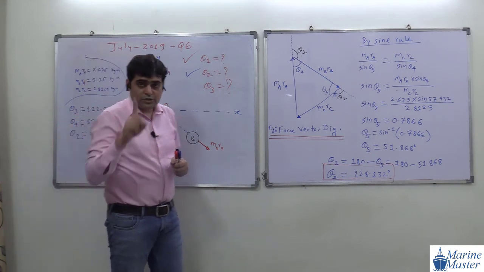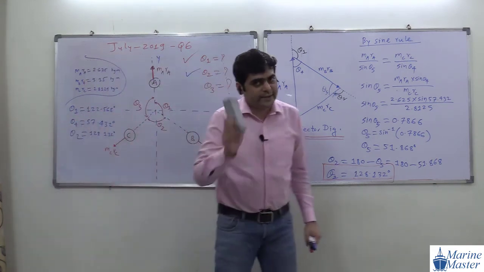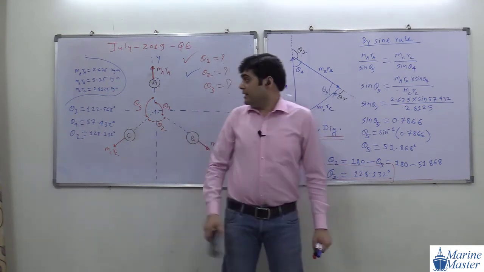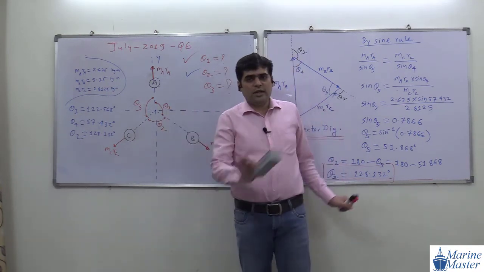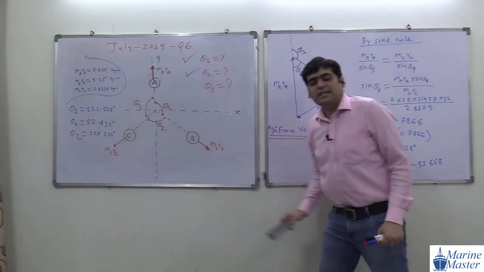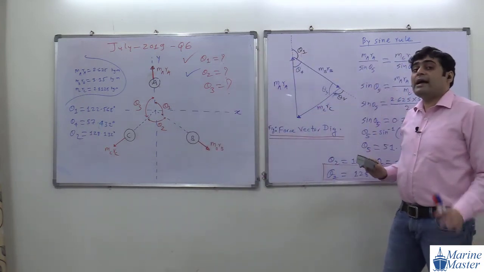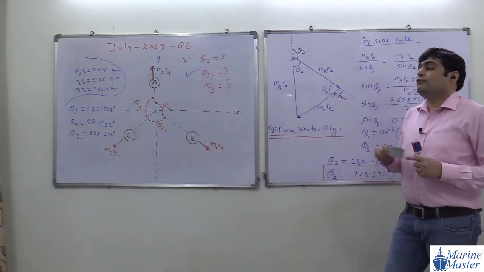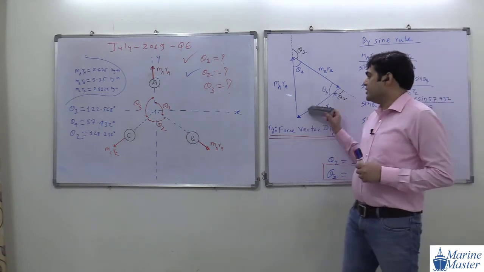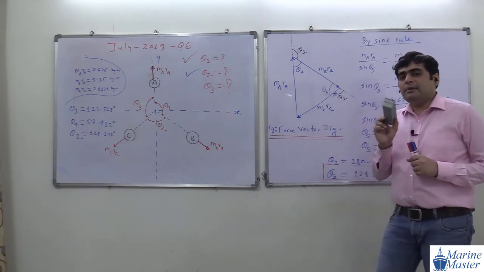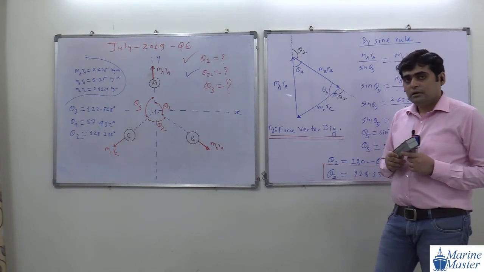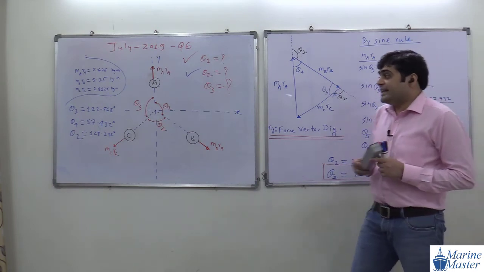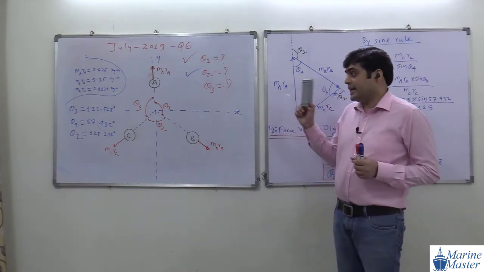Okay, good. So now try to see the scenario. We got theta 1 and theta 2. But for theta 3, I have not drawn anything on this drawing. Why have I done like that? Why have I not drawn theta 3 on this drawing? Are you getting my point? How can we get theta 3?